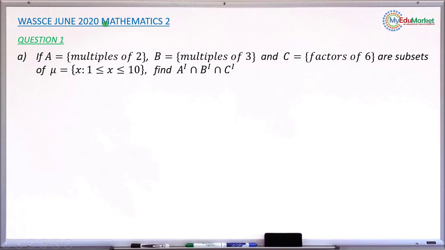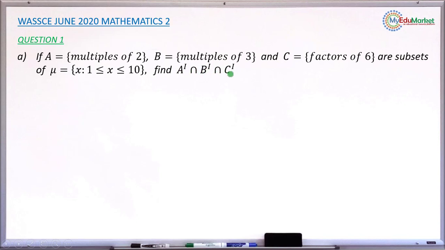This is WAEC June 2020 General Mathematics Paper 2, and we are answering question number 1A. The question reads: if A is a set containing elements which are multiples of 2, B is another set containing elements which are multiples of 3, and C is another set containing elements which are factors of 6. These three sets are subsets of the universal set, and the universal set contains elements x such that 1 is less than or equal to x and x is less than or equal to 10. The question asks us to find A prime intersect B prime intersect C prime.